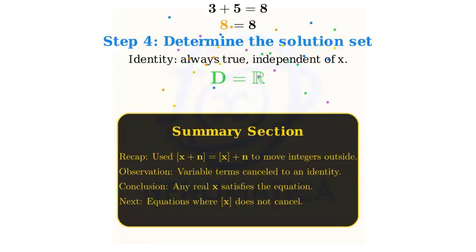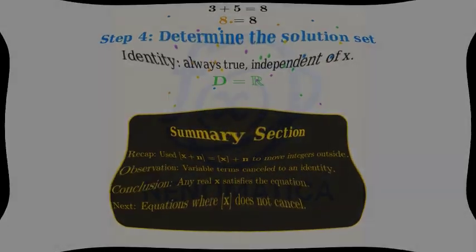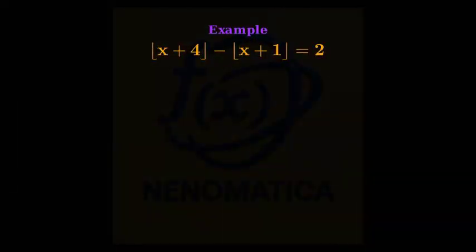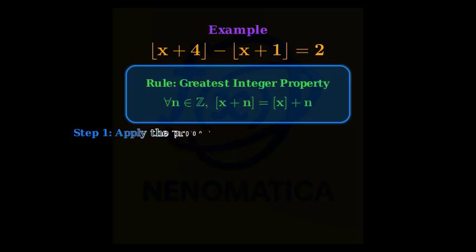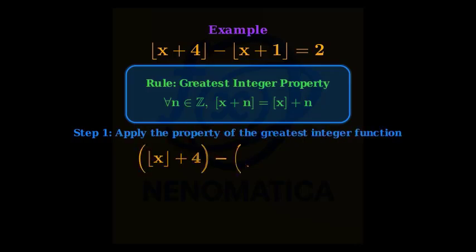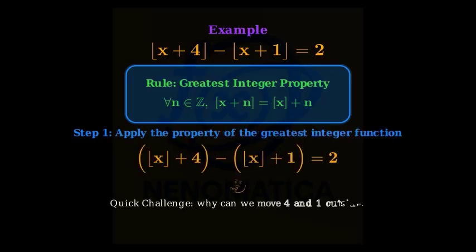Next, practice problems where the floor terms do not cancel. Example, we will solve the floor equation. Floor of x plus 4 minus floor of x plus 1 equals 2 using a precise, rule-based, step-by-step approach. Step 1. Apply the integer shift property of the floor function. It says, for every integer n, floor of x plus n equals floor of x plus n. We can pull 4 out of the first bracket and 1 out of the second bracket. Quick challenge. Why are we allowed to move those numbers outside the brackets?